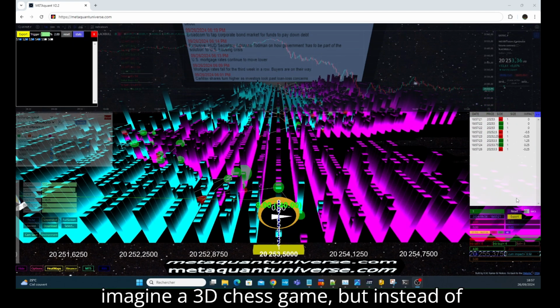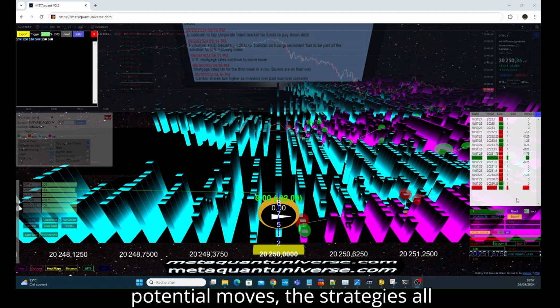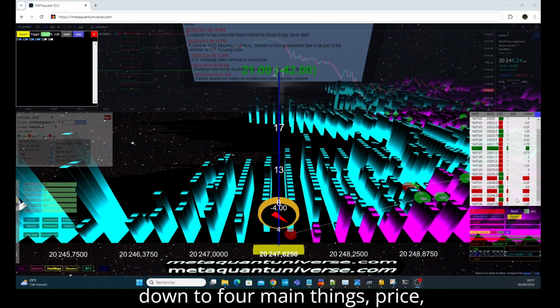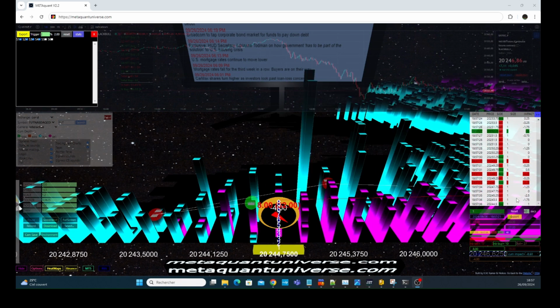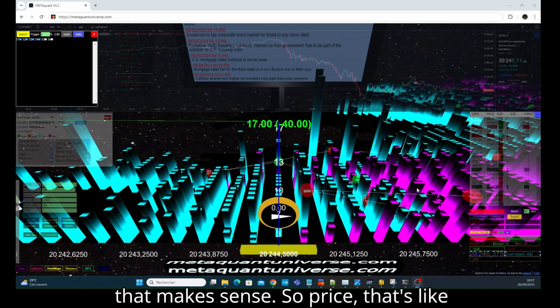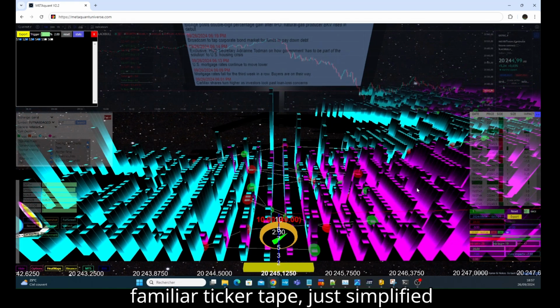Well, imagine a 3D chess game, but instead of just seeing the pieces, you see the potential moves, the strategies, all playing out in real time right in front of you. And MetaQuant boils it all down to four main things: price, volume, liquidity, and then time. Okay, that makes sense. So price, that's like our starting point, right? Exactly. The familiar ticker tape, just simplified visually.